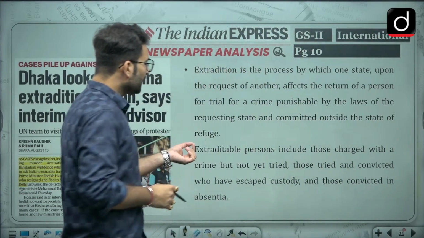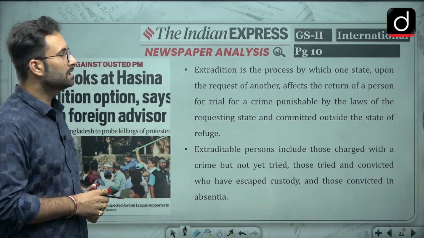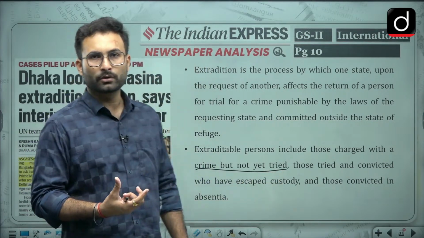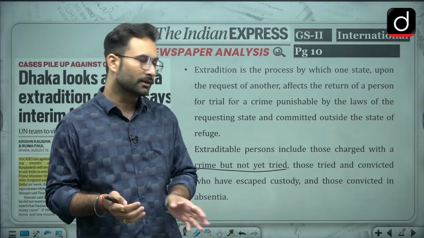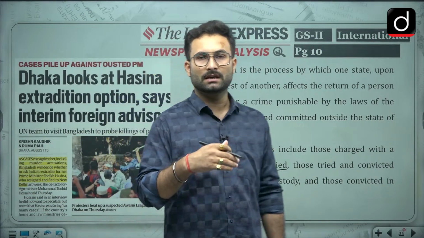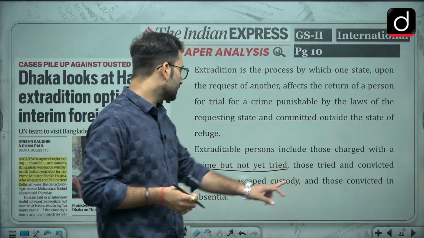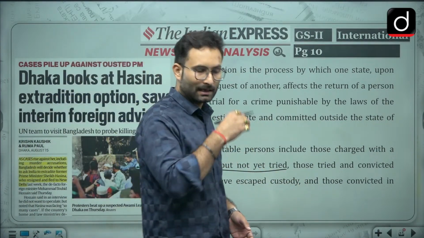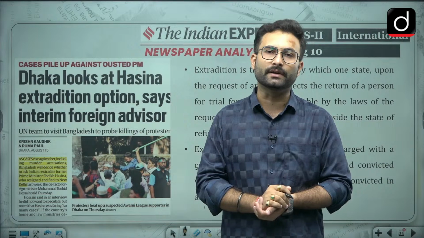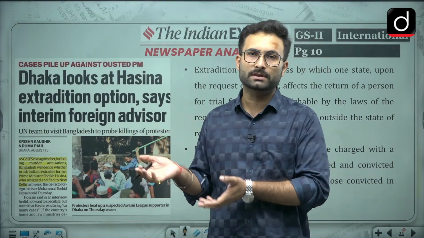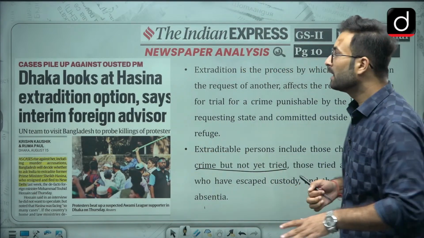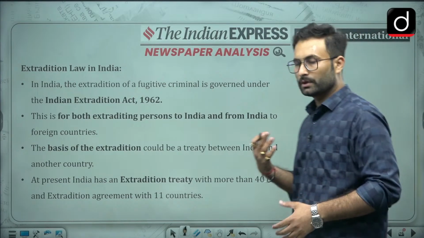Now the extradition process includes those charged with a crime but not yet tried. That can be a person who is charged with the crime, or there is an FIR against that particular person, but the trial has not started. Then those tried and convicted who have escaped custody: a person who has been tried and convicted but has escaped the custody and fled to another country. And those convicted in absentia: if the person was not in the country and an ex parte decision was given, and he is living outside that particular country, he can also be considered an extradition person, and there can be a request to bring him back. So that is the process of extradition, and who can be an extradition person.